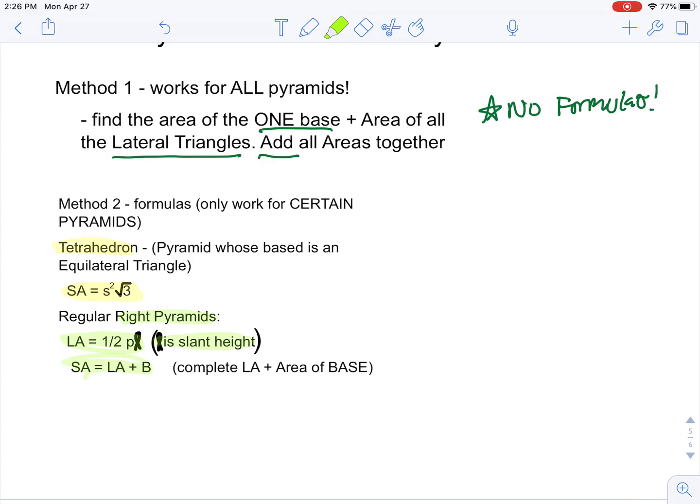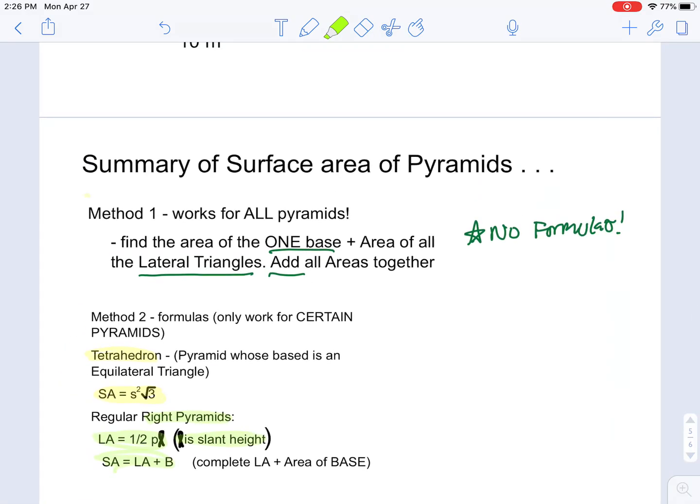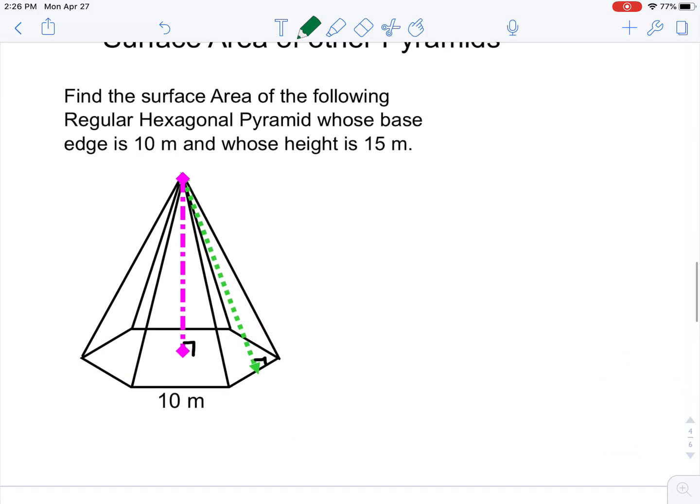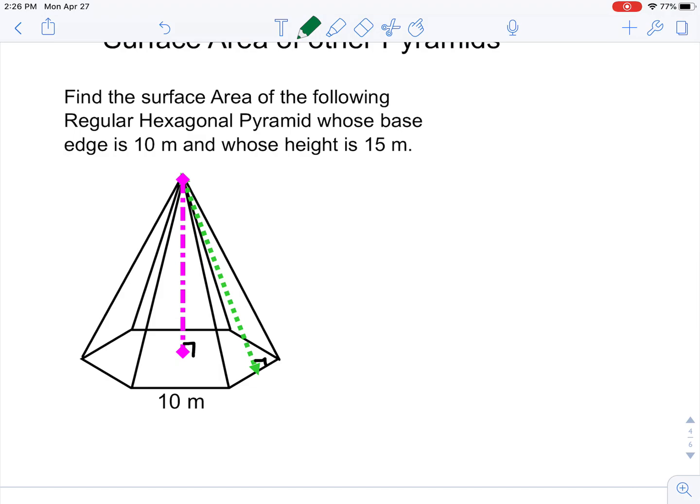But I want to show you one more example, and on this next example, I'm going to go back to method 1, where we're just simply going to find the area of all the different surfaces and add them together. Okay, this is a regular hexagonal pyramid. And what that means is that the base is a regular hexagon. So if I wanted to find the total surface area of this regular pyramid, remember that surface area is basically adding up all of the areas of all of the surfaces.